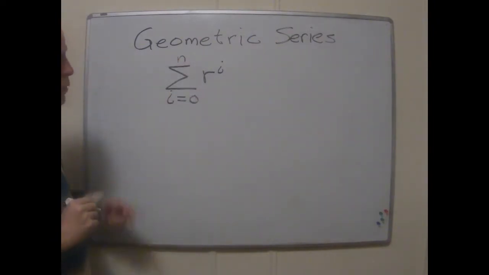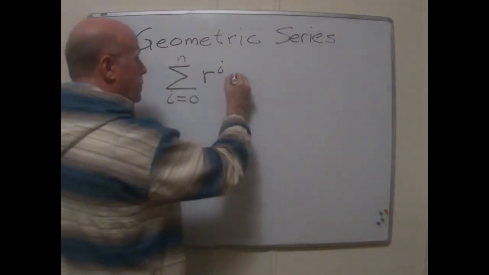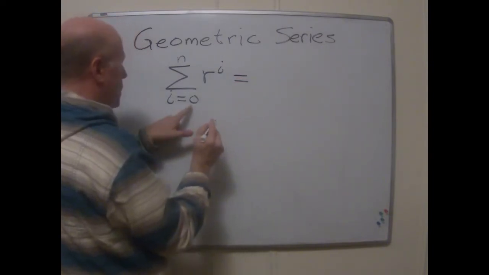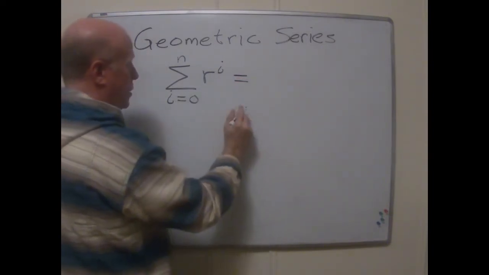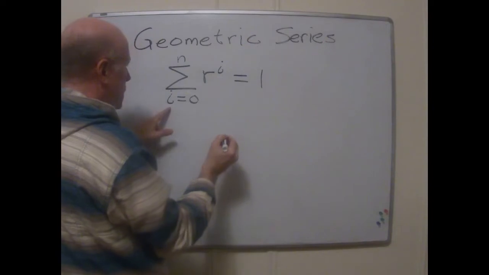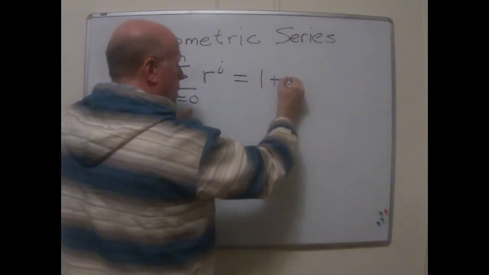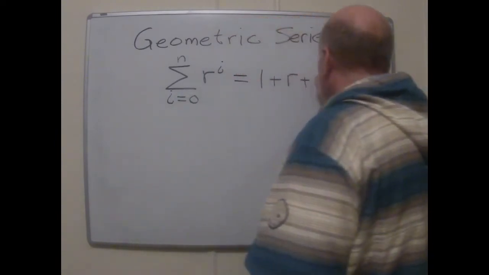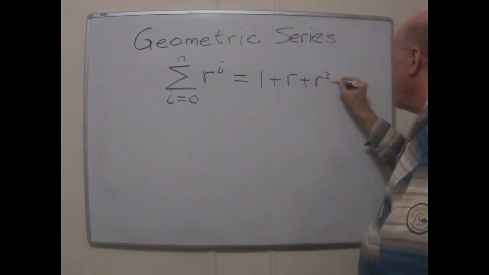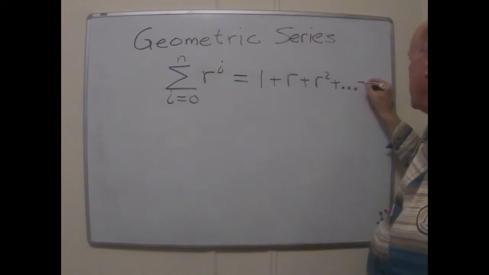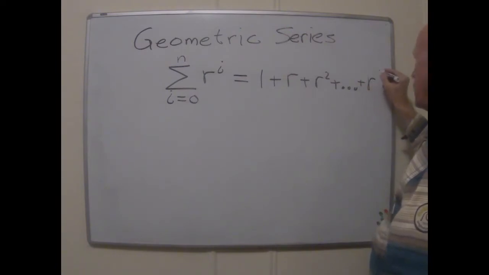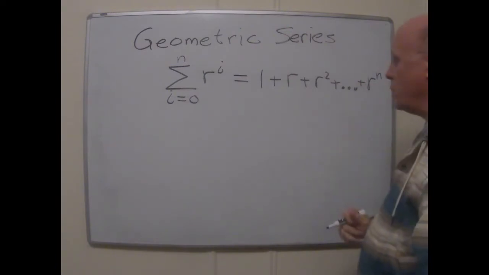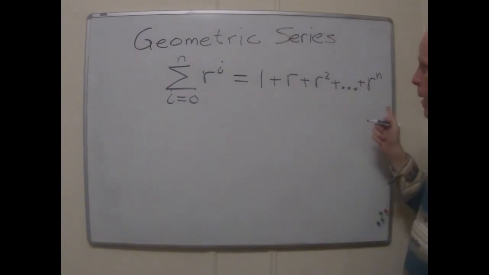If I were to write this in expanded form, which probably would be smart: when the index is 0, anything to the 0 power is 1. And when it's 1, you'll get r, then r squared, and so on. Higher and higher powers on the r, and we'll end with r to the n. Sorry, I was about to say plus 1, but no, r to the n. Okay, so what is this?